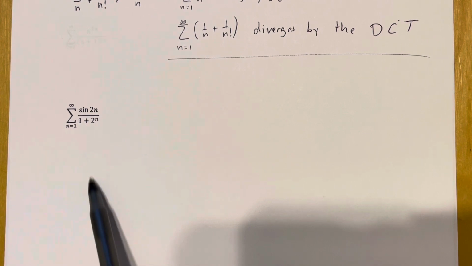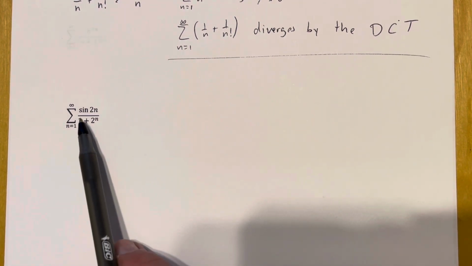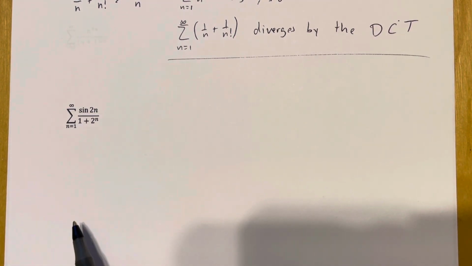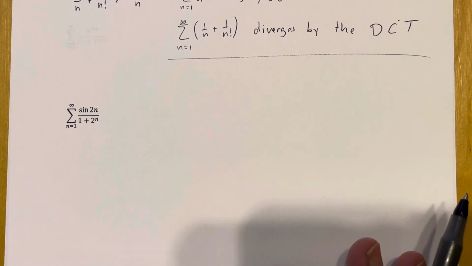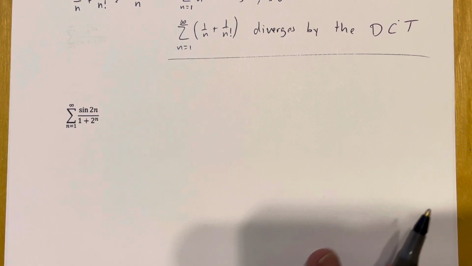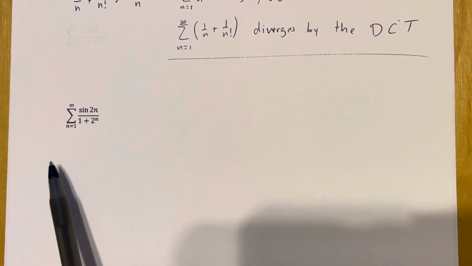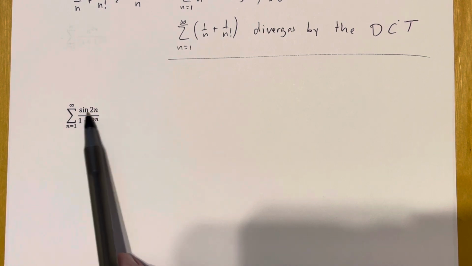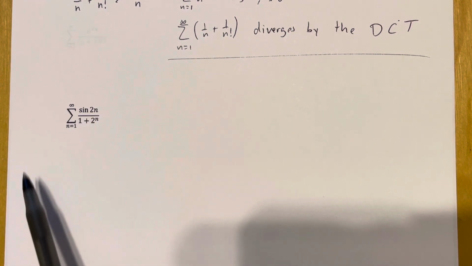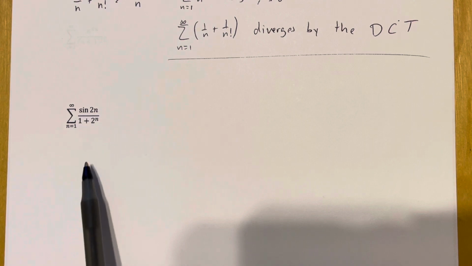But there's one little problem with this. The convergence test has a condition on it which says that the terms of your series have to all be positive in order to apply that test. And the sine function does not always give us positive numbers. For certain values of n, this will actually come out negative. So what do we do about that?